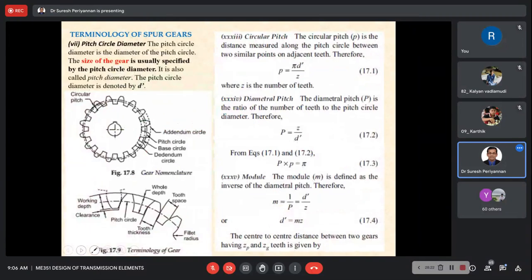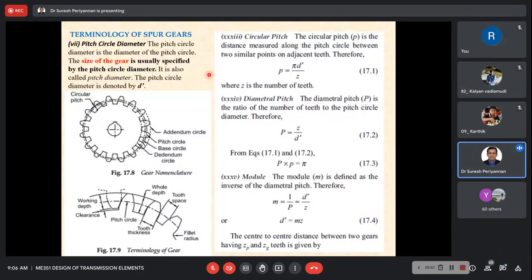Now, one by one. What are the missing things? Some of the terminology I missed out. Those things I have taken from your Bhandari book. Let me tell you about velocity ratio first. Once we complete that, then we go for the next one. What is the velocity ratio? Velocity ratio is the ratio of the angular velocity of the driving gear to the angular velocity of the driven gear, or you may say speed ratio.